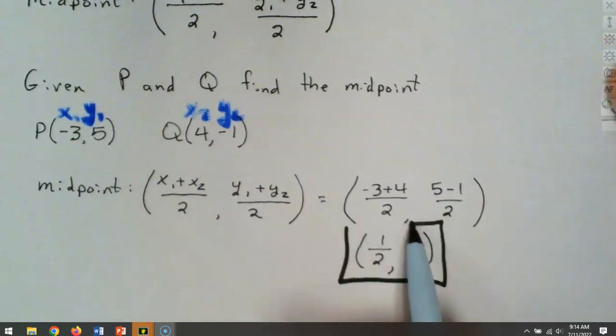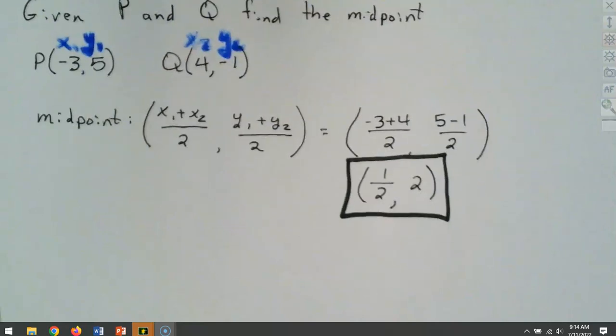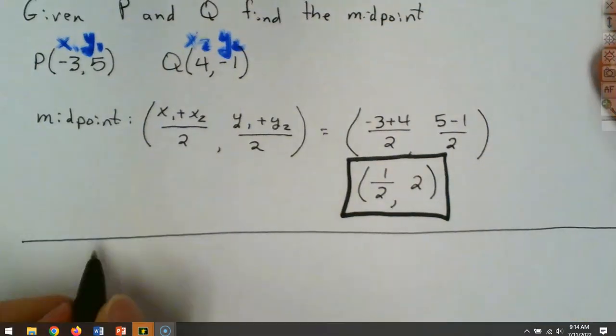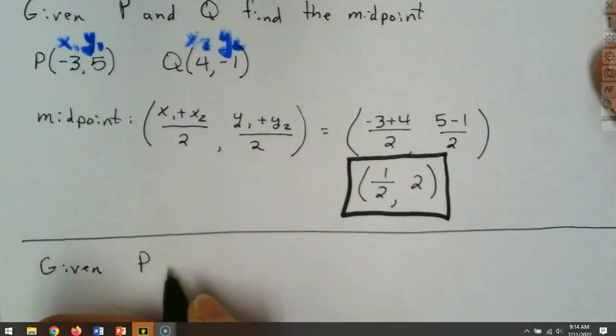So very, very simple. You just add the numbers together and divide by 2. If they're decimals, they work the same way. If they're decimals, you can write your answer as a decimal. If they're not, you'll leave them as a fraction, like these. So let's try one with decimals.